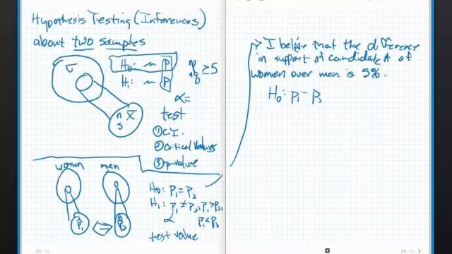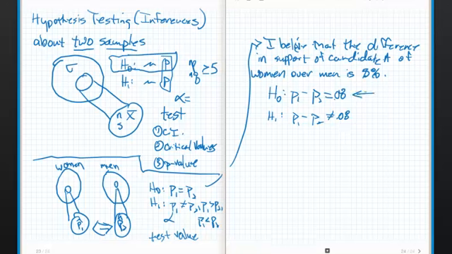5% is gonna, let's make that 8%, because otherwise we might get a little confused with alpha. Let's say that it's 8%. Okay, that P1 minus P2 equals 0.08, versus the alternative hypothesis, which is P1 minus P2 is not equal to 0.08, is greater than 0.08, is less than 0.08, etc.